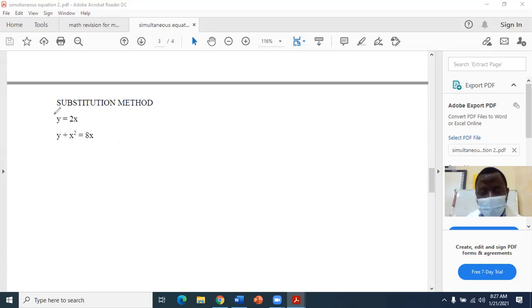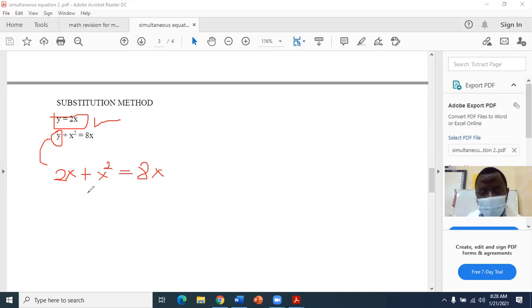You can see that my y is equal to 2x. And in this question, I also have y. So since in equation 1, y is 2x, I will change y in equation 2 to 2x because they are the same. So from equation 2, instead of writing y, I will write 2x. So I have 2x plus x squared is equal to 8x.